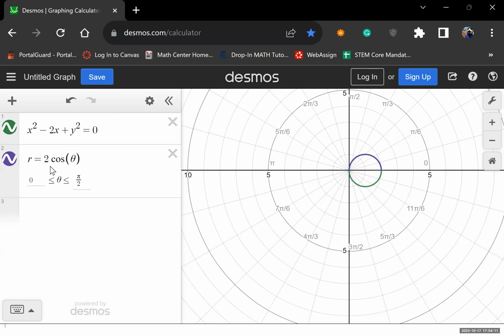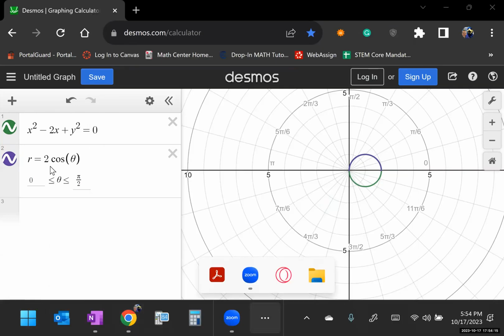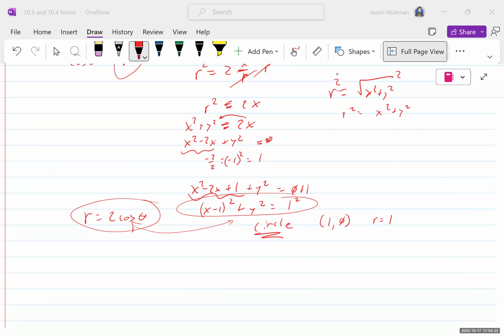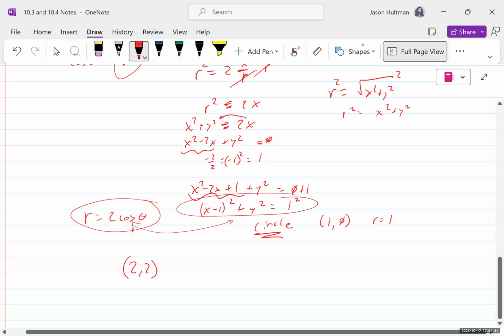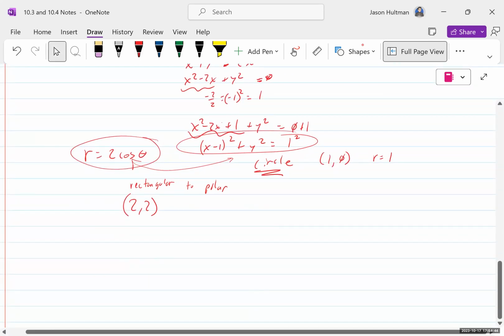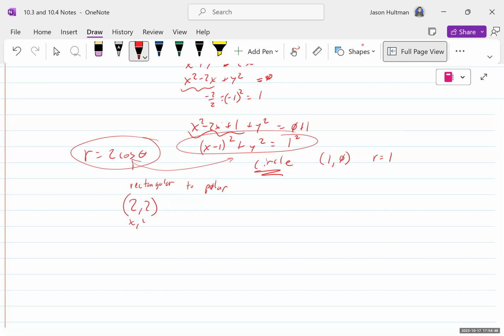Okay, we'll come back to this. So if we wanted to do point to point, how would I translate, going back to that (2, 2), how could I translate this from rectangular to polar? Well, again, this is x and y, and so we would use the fact that theta is equal to the inverse tangent of y over x. So that's the inverse tangent of 2 over 2, which is the inverse tangent of 1, which is 45 degrees. So that's a 45-degree angle, or pi over 4.